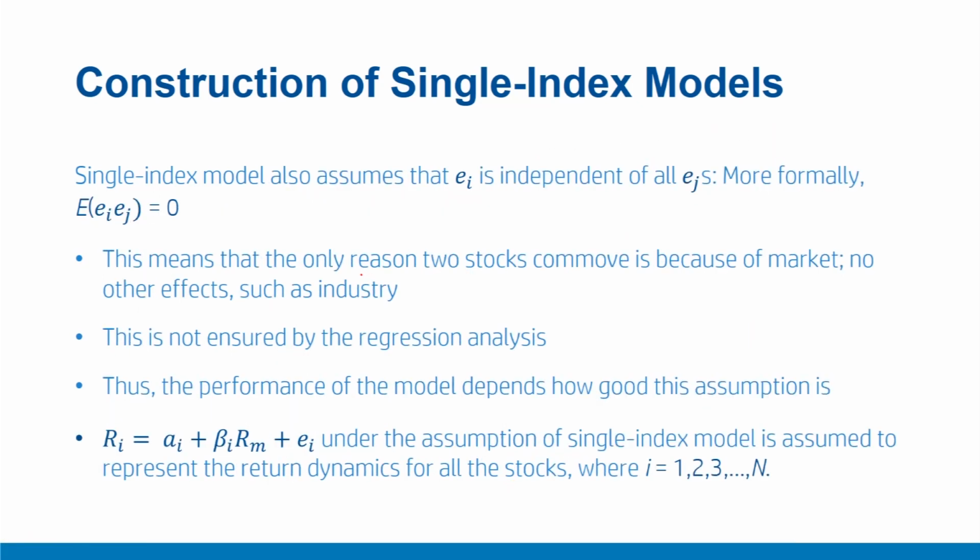However, there is one additional assumption of the single index model that is not guaranteed by regression analysis. Single index model assumes that the error Ei is independent of Ej for another security. Or more formally, the expectation of Ei Ej is 0, or the correlation between errors Ei and Ej is 0. This requires that the only reason stocks should co-move is because of the market movement. There are no other effects like industry effects, etc., that can cause correlation across stocks.